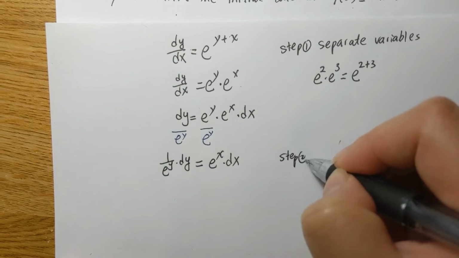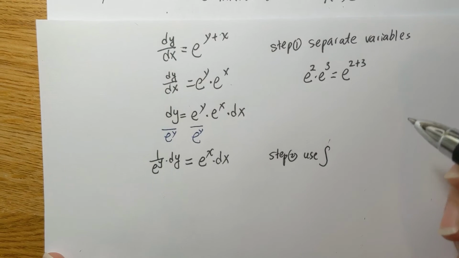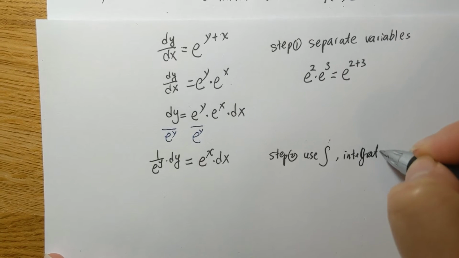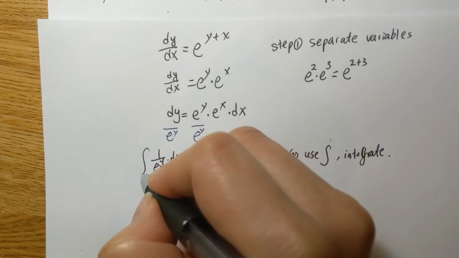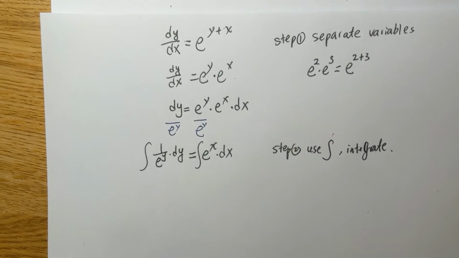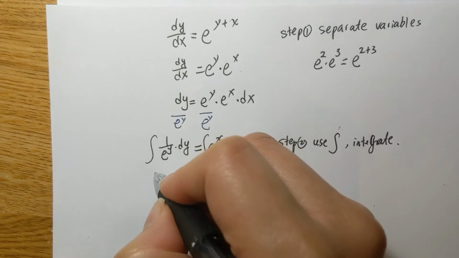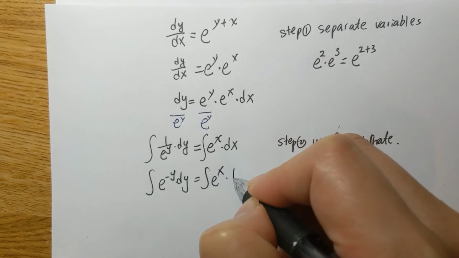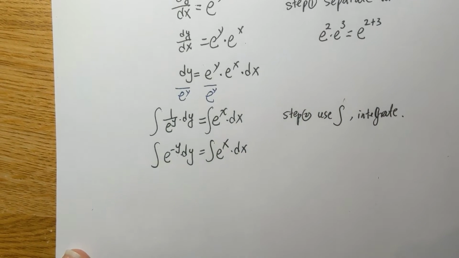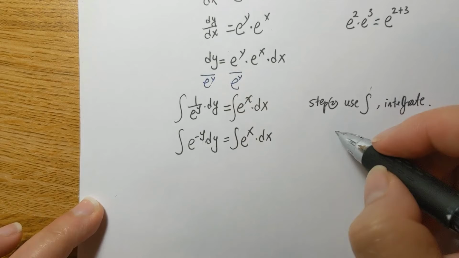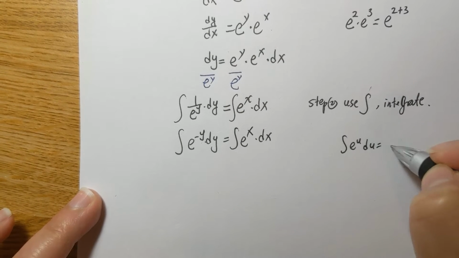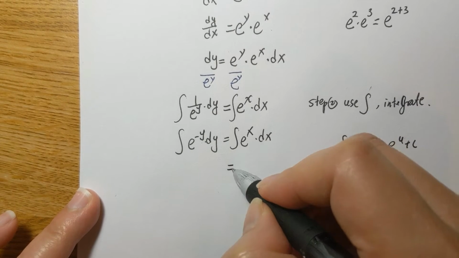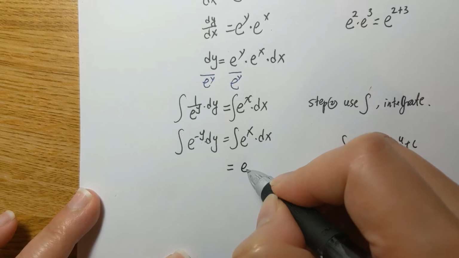Step 2, we're going to use the integral symbol and then integrate. So over here, I'm going to rewrite e to the negative y times dy. On the right side, e to the x dx. So let's take care of the right side first. The integral of e to the u is e to the u plus c. So the integral of e to the x will be e to the x plus c.